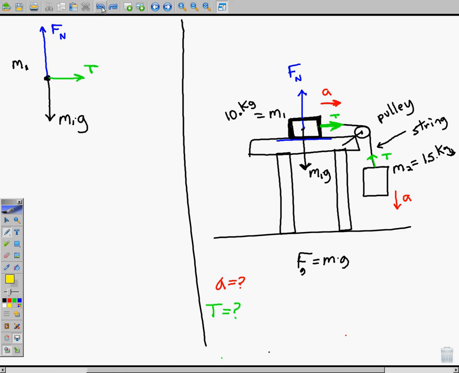Now, let's take a look at M2, shall we? M2, I'm going to free it up from the rest of the diagram. And what forces are acting on it? Well, look, I have one drawn already. That tension force in the string, that same string, which has the same tension throughout the whole string, is holding it back. So whatever this tension is, it's the exact same tension here. So I draw it the same length. Tension force.